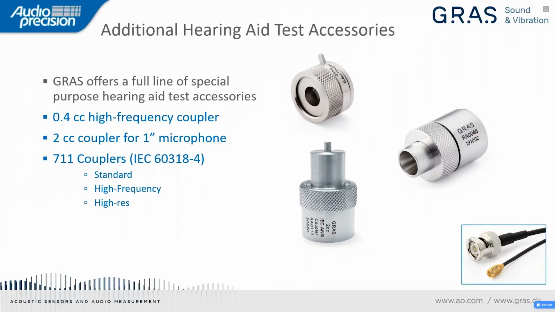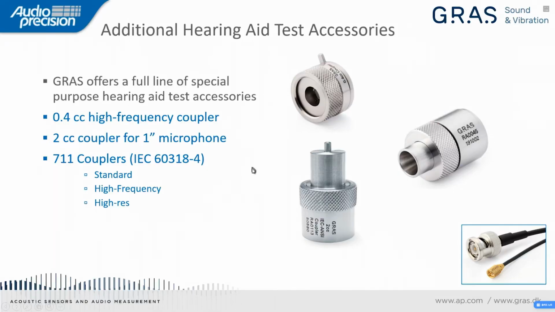There's this 2cc coupler for a 1-inch microphone if you may need to make lower level measurements or to meet a certain standard. And then with the 60118 part 0, there's the option to use ear simulators, sometimes called 711 couplers from the former standard. The current standard governing those is IEC 60318-4. And Grass offers 3 types in this package. There's the standard one, the high frequency one, and the high resolution one. And of course, there's a variety of connection cables available to connect the microphone to the analyzer.